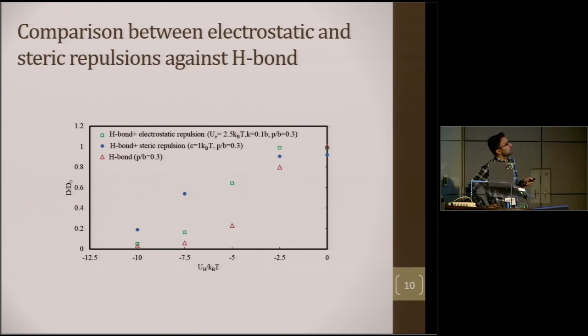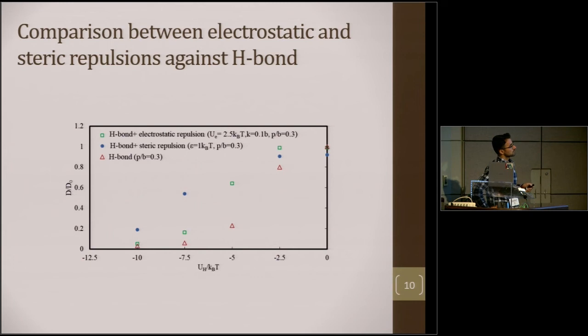Now you may wonder how these two interactions compare with H-bond attraction. To respond to such a question, we consider three different cases: H-bond interaction alone, H-bond and steric repulsion, and H-bond plus electrostatic repulsion. And we varied the UH from 0 to -10. And you see that if we have only H-bond attraction, we obtain a lower diffusivity. However, when we add either a steric repulsion or electrostatic repulsion, diffusivity increases.